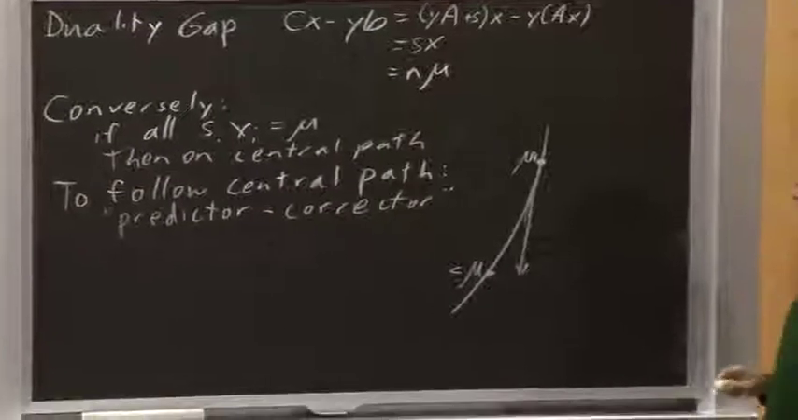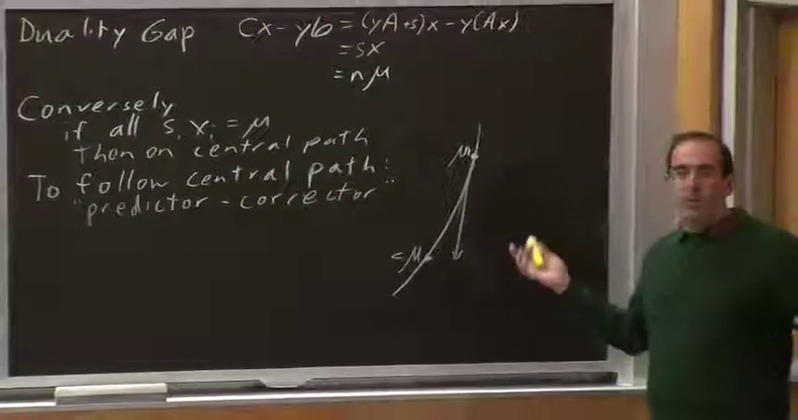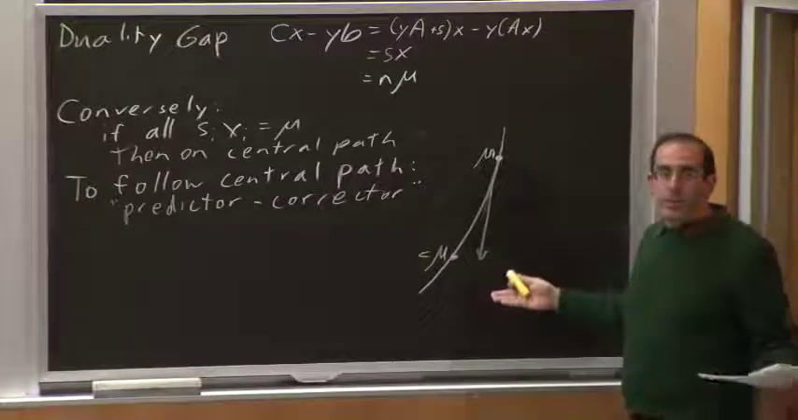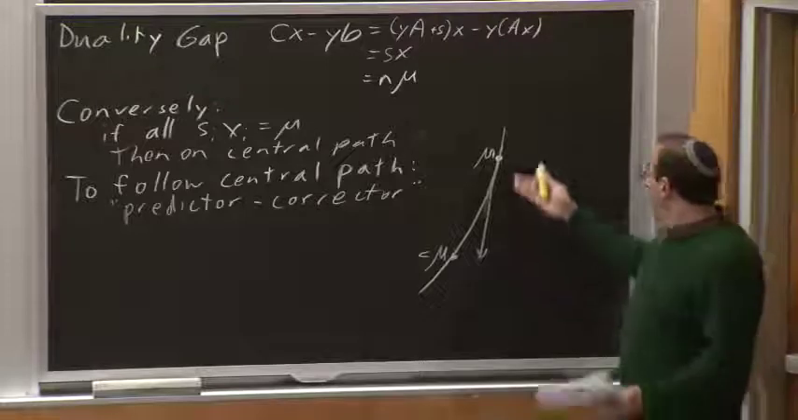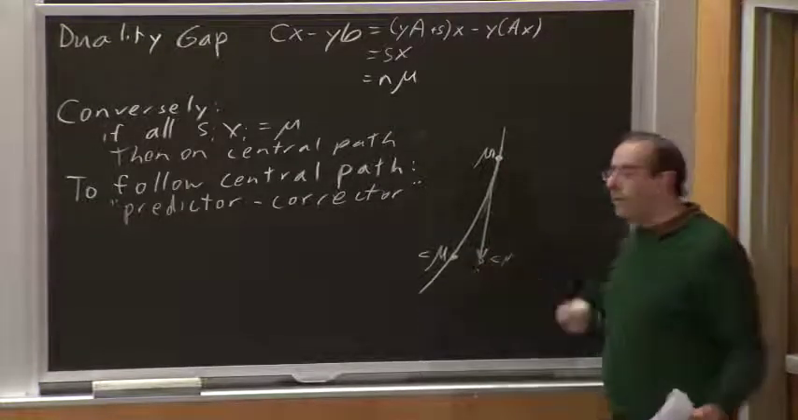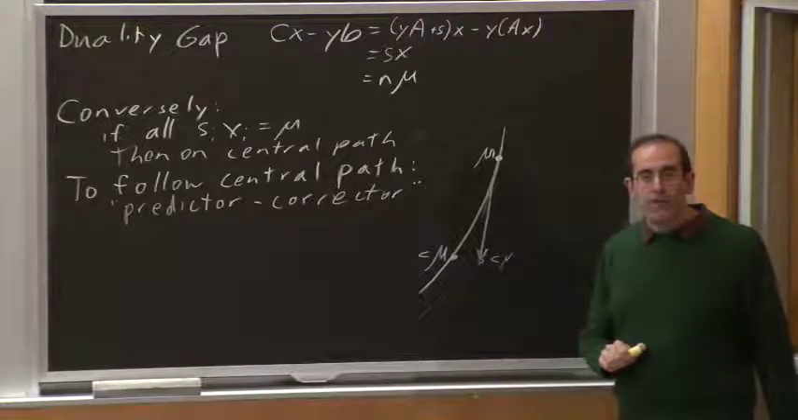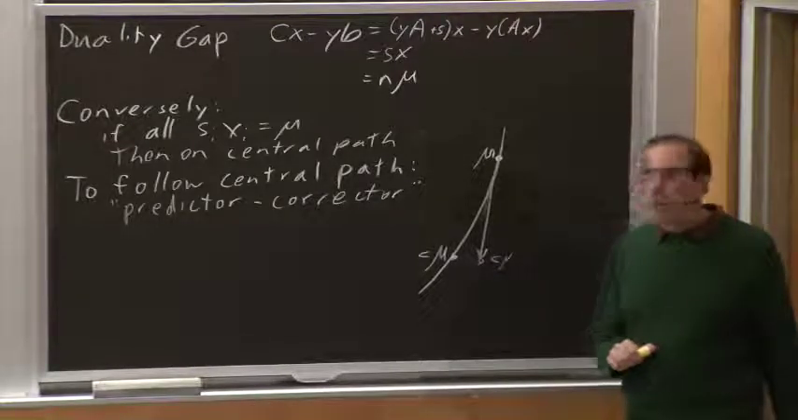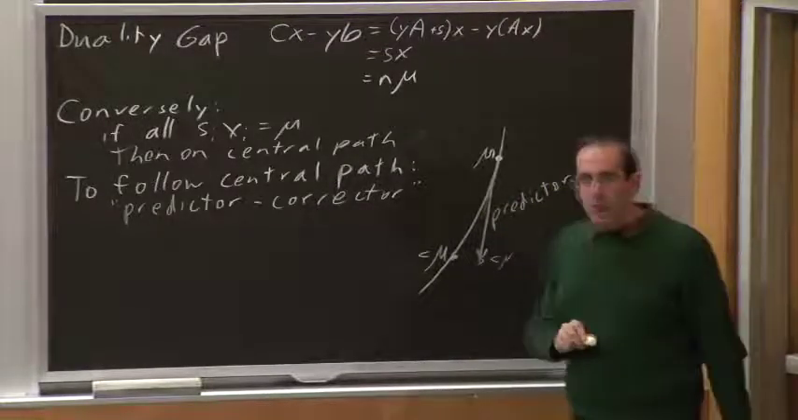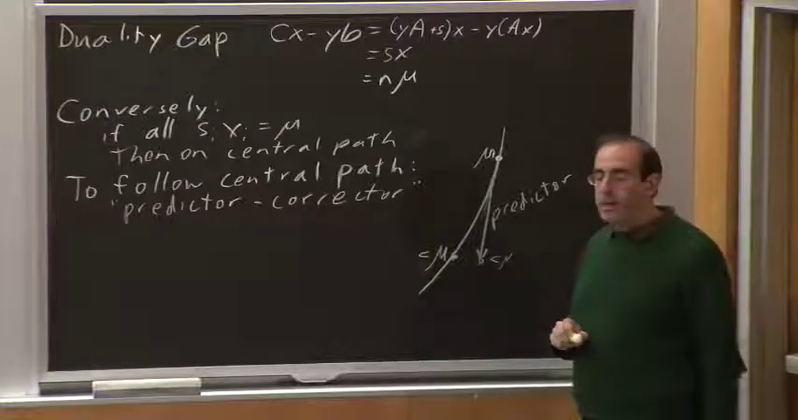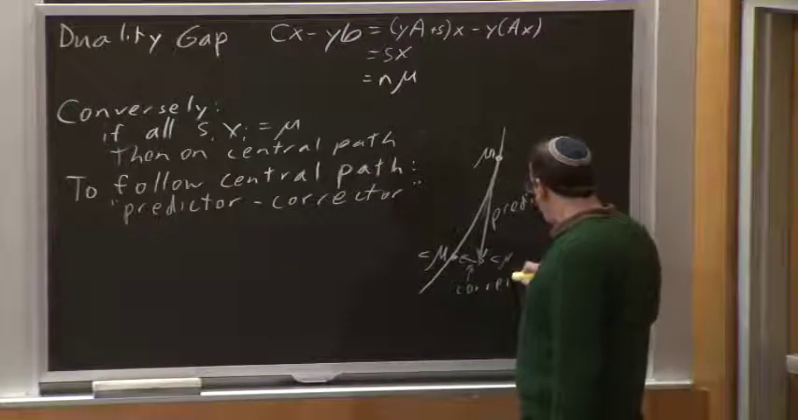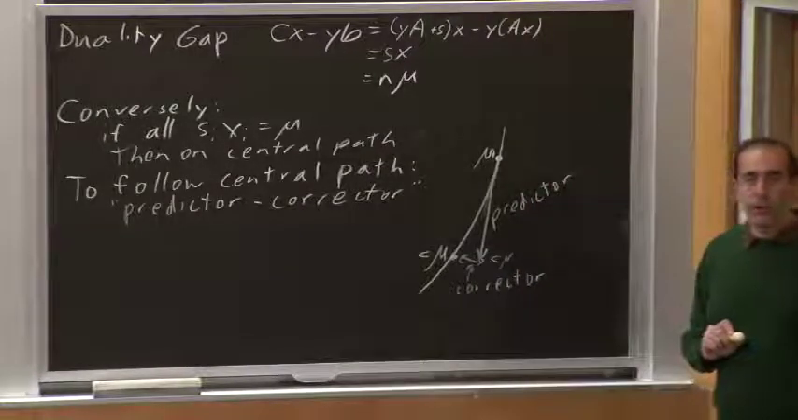Okay. And we're going to argue that our linear approximation is a good linear approximation. And so as we go out on this tangent line, which is predicting a decrease in mu, we will see a decrease in mu over here. And we'll also be very close to the true central path. So after we've taken this predictor step, which improves our mu in a linear approximation sense, but takes us off the central path, then we can take a corrector step, which takes us back to the central path.